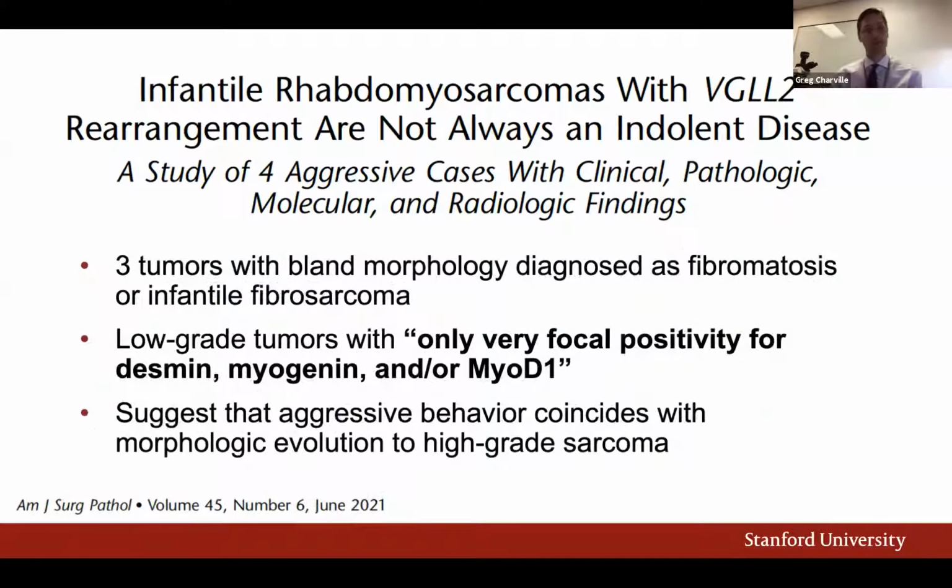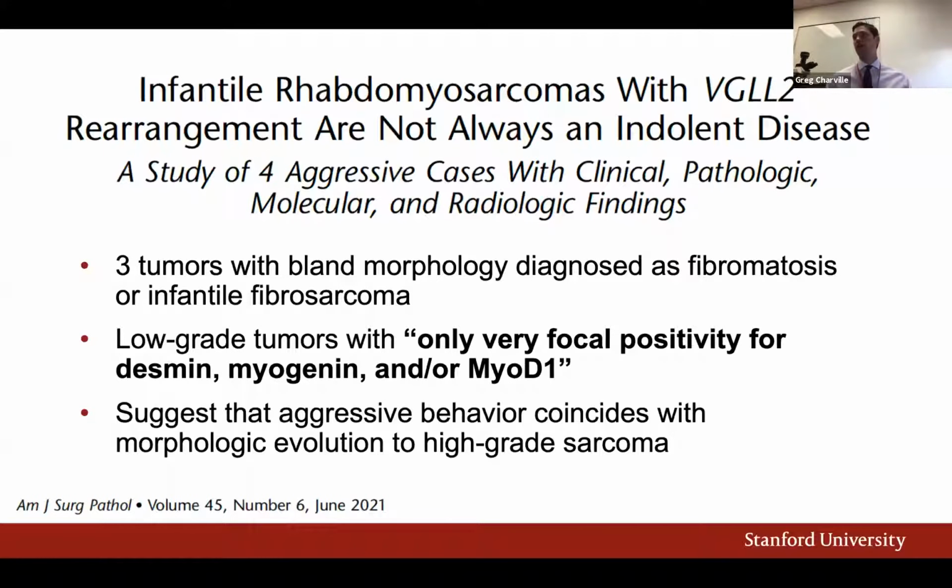I want to highlight what they found. 3 of the tumors, much like our case, exhibited bland morphology and were initially diagnosed as fibromatosis or infantile fibrosarcoma: 2 as fibromatosis, 1 as infantile fibrosarcoma. The 4th case was high grade appearing at presentation. So I think it highlights the challenge in making this diagnosis and the pitfall in classifying it as something low grade or even benign. The low grade tumors, just like our case, demonstrated only very focal positivity for desmin, myogenin or MyoD1.